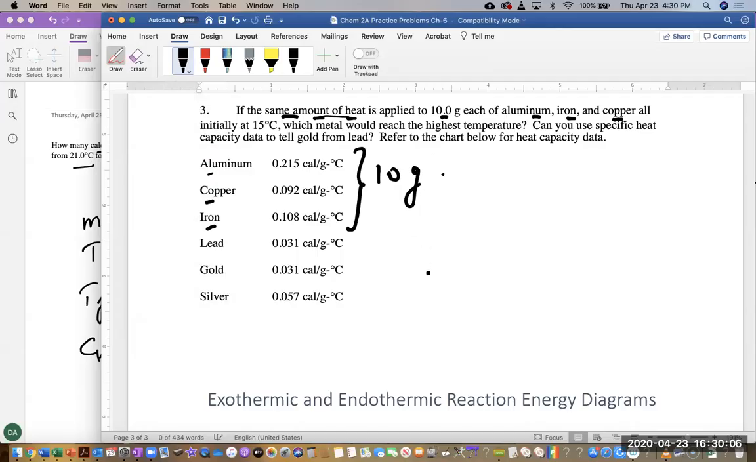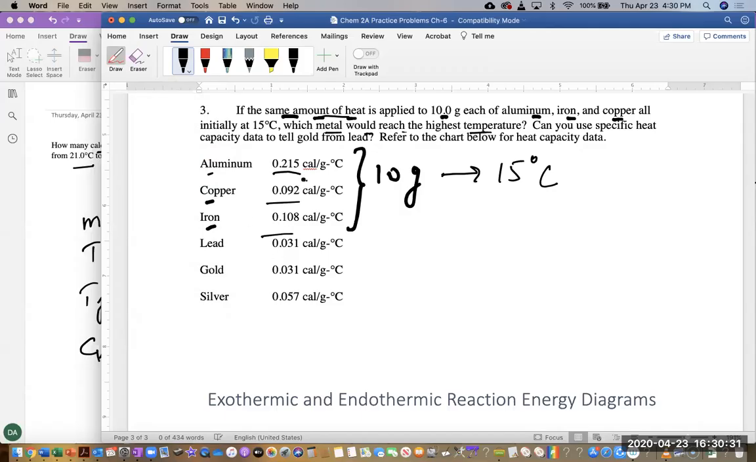So there's actually no math in this question. This is a conceptual question. The question says you have 10 grams of samples of each one of these, and they all are initially at 15 degrees Celsius. They ask, which metal do you think is going to reach the highest temperature? If you understand specific heat capacity, which is given to us here, if you look at these three numbers, 0.215 for aluminum, 0.092 for copper, 0.108 for iron, what does this mean?